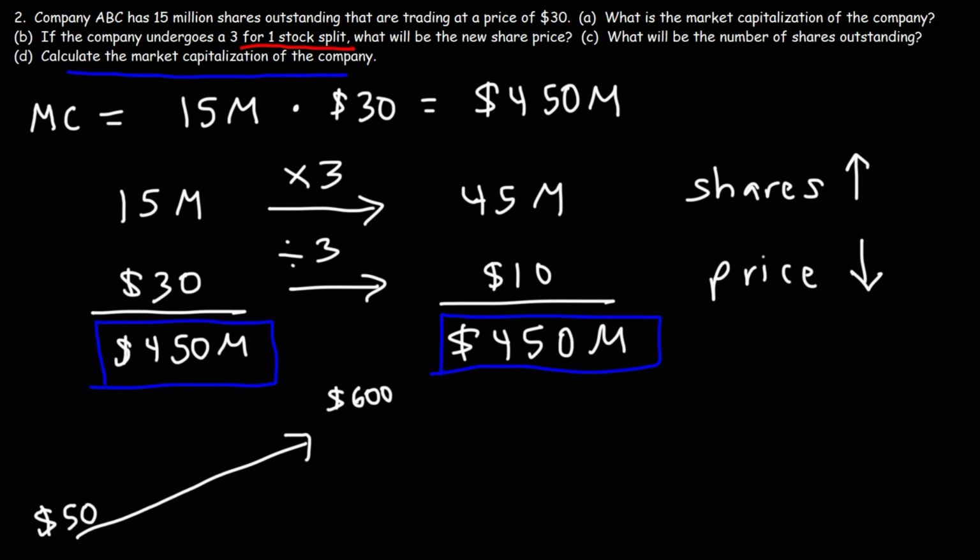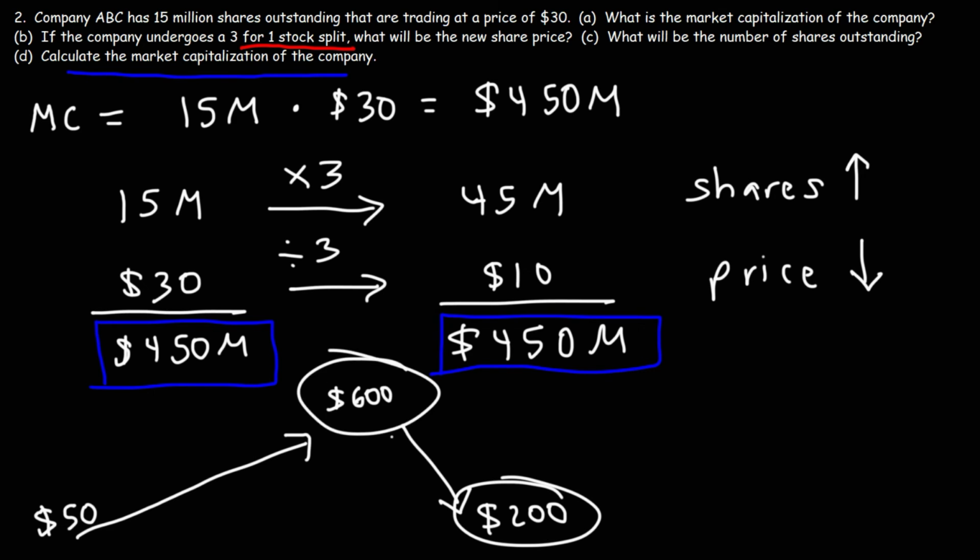And so what a company may do to make their stock more appealing to investors is they may undergo a forward stock split. Let's say in this case, if they were to undergo a 3-for-1 stock split, the value of the stock will now be $200. The price will decrease by a factor of 3. And this price is more attractive to investors compared to paying $600 for a share.